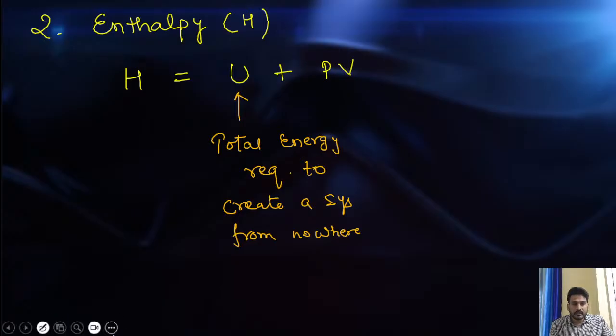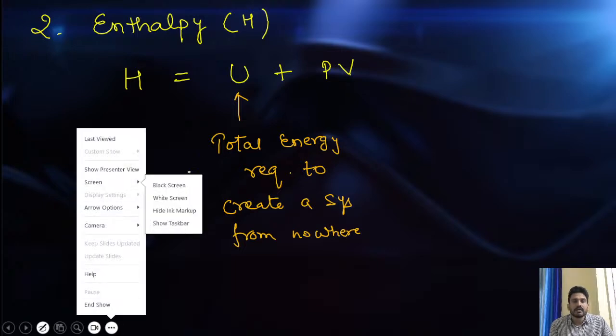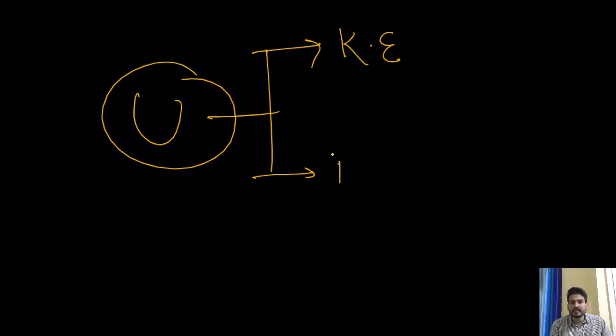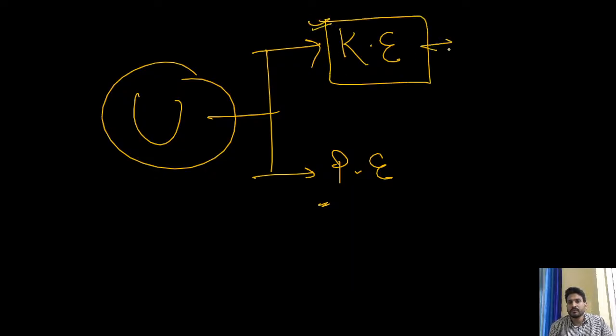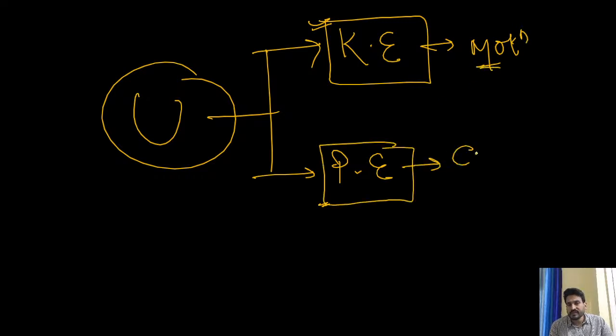Don't write all these things. I will just explain some detail to you. This is only for information. See, internal energy is a very big term. This internal energy contains two types of energy. One is the kinetic energy and another is the potential energy. Kinetic energy is due to the motion and potential energy is due to the configuration.